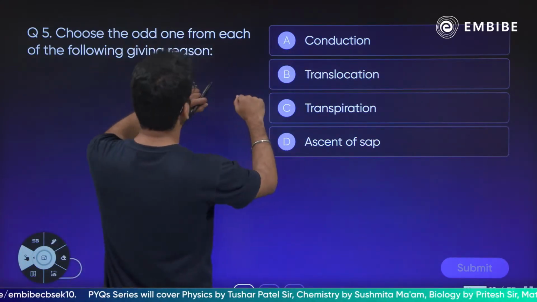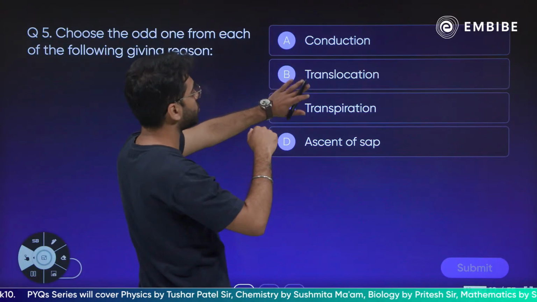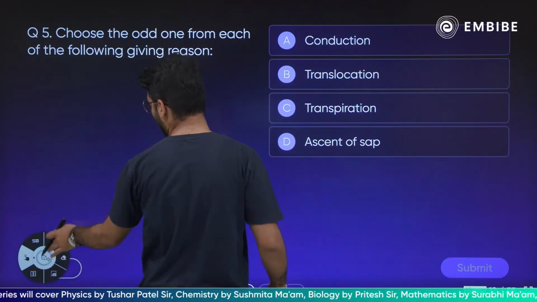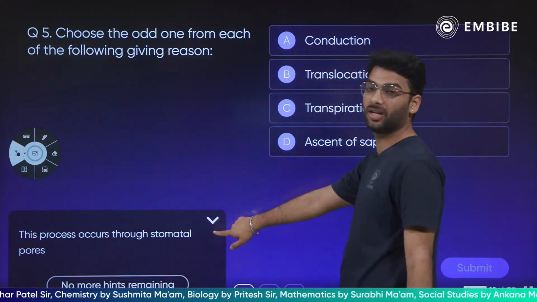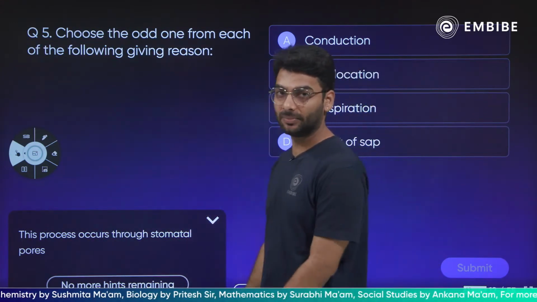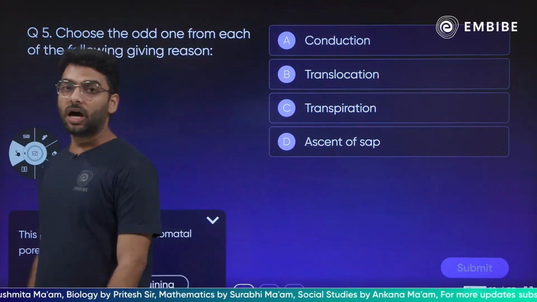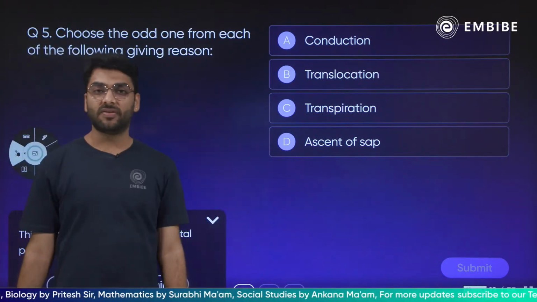So which is the odd one out? Is it conduction, translocation, transpiration or ascent of sap? We will see the hint. The hint tells us this process occurs through stomatal pores. Absolutely correct. Now very easy, very easy.